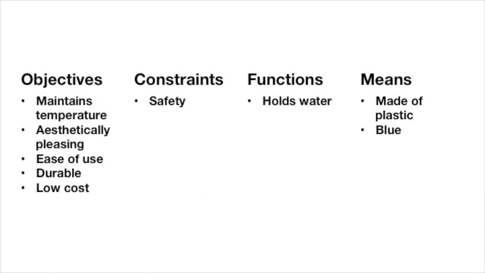So at this point, we've successfully sorted all of our desired features into objectives, constraints, functions, and means. Let's review where we've placed all of these. First of all, we have our objectives, which we've identified as easy to use, durable, aesthetically pleasing, low cost, and maintains temperature. Safety has been identified as a constraint, holds water is a function, and we've placed made of plastic and blue in the means category.